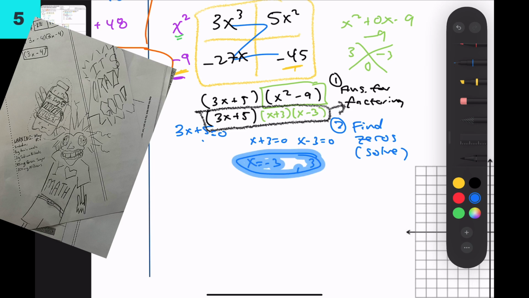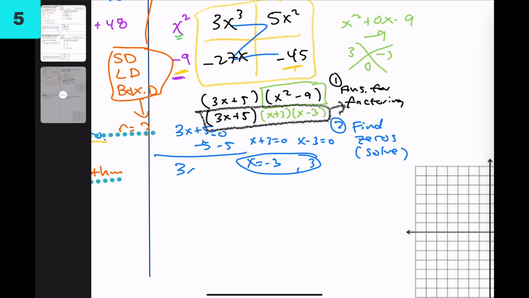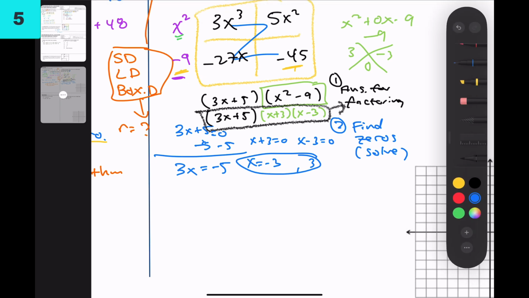And then over here, PEMDAS backwards, so subtract 5. 3x equals -5. And then divide by 3. x equals -5/3. Okay. You'll notice that each of these has a multiplicity, so let's just do its multiplicity now. That's to the first power, so they're all shoot-throughs.